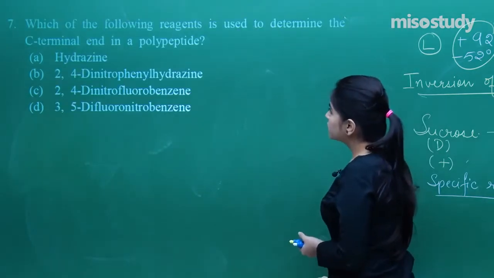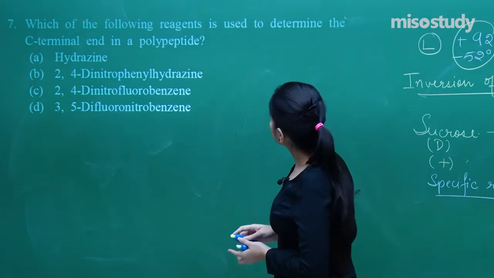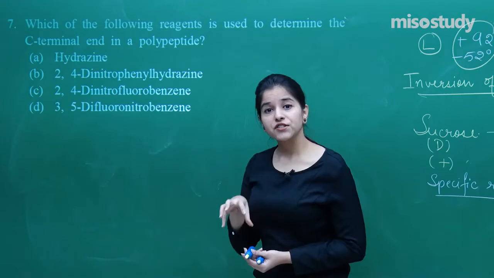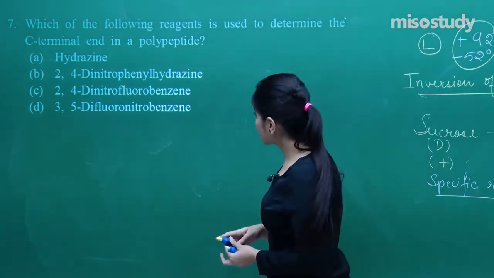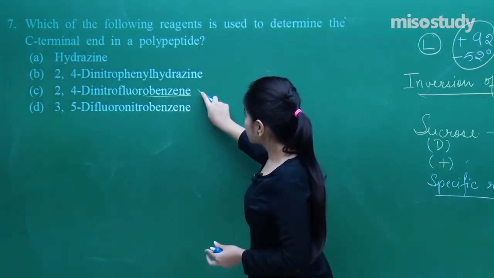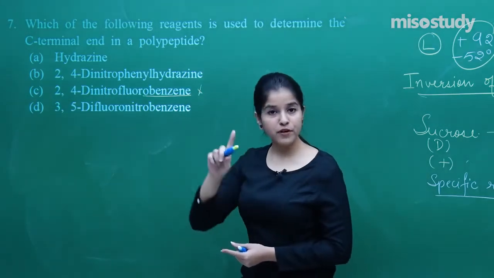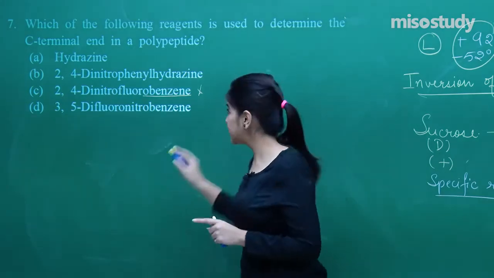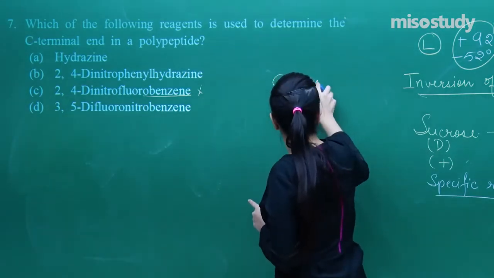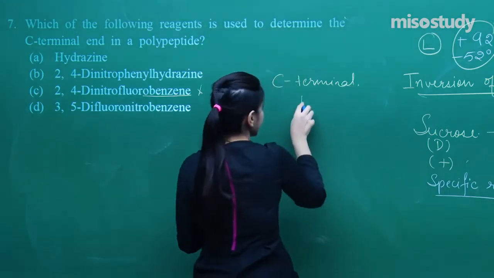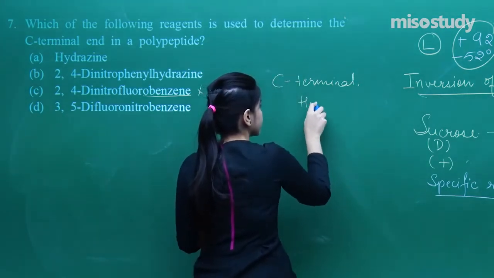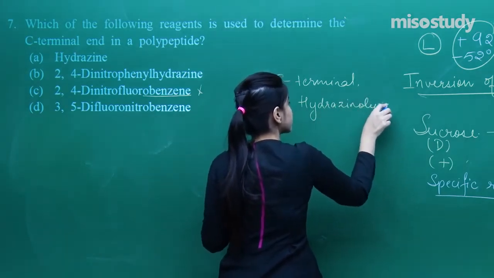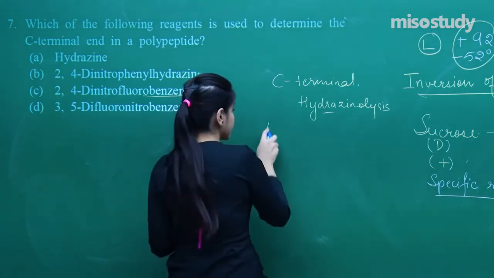Now let's move on to, yes, which of the following reagents is used to determine the C terminal? They have told in the passage itself that this very reagent, Sanger's reagent, is used for the N terminal. I need not go for that because it is for the N terminal. Now they also told us that for the C terminal we use hydrazinolysis. What is hydrazinolysis? Using the reagent hydrazine.